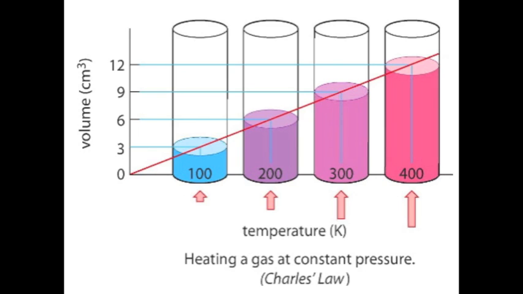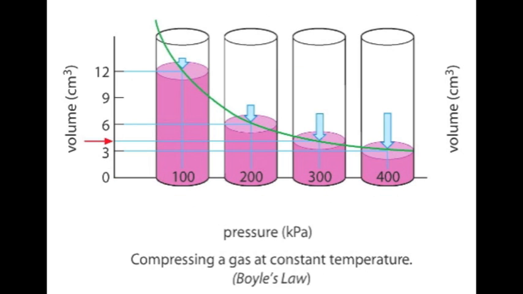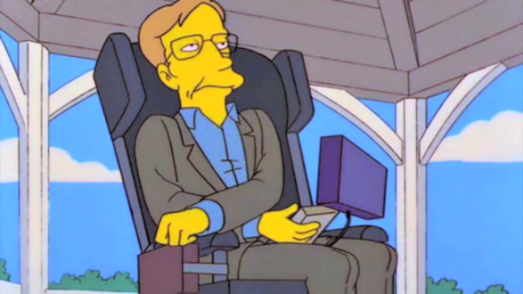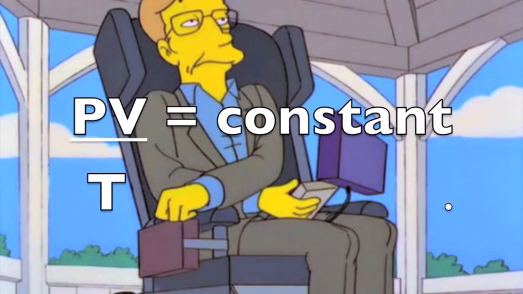The volume of a gas in a sealed container is proportional to the Kelvin temperature. If temperature doubles, then volume doubles. The volume of a gas in a sealed container is inversely proportional to the pressure. If pressure doubles, then volume halves. The pattern is summarized by the gas equation, PV over T equals a constant.